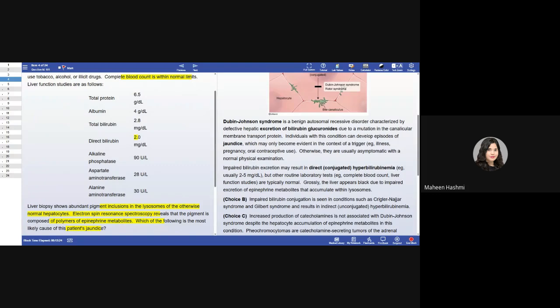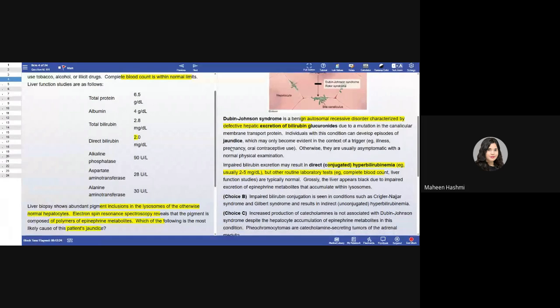As I said, Dubin-Johnson causes an increase in direct conjugated hyperbilirubinemia. Again, what do you mean by Dubin-Johnson? It's an autosomal recessive disorder that causes defective hepatic excretion of bilirubin glucuronides. Again, it's autosomal recessive, which means it's genetic.